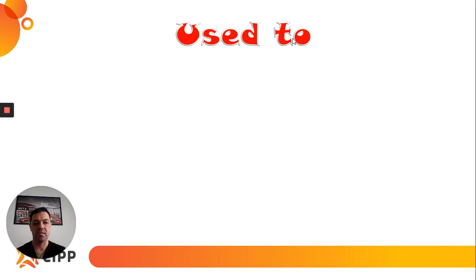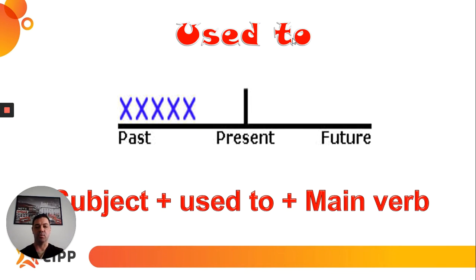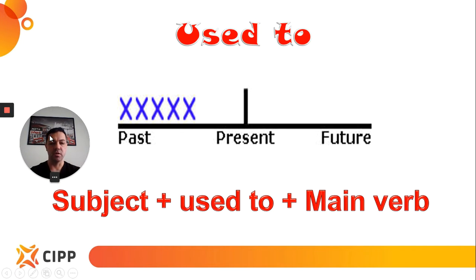So what is the structure we have to think about? Past, present, and future. Of course, "used to" is a past habit. So the structure will always be the subject plus "used to" plus main verb. This main verb can be any verb. I used to go, I used to have, I used to play, I used to study, I used to do. It doesn't matter. Let's take a look at some examples for the affirmative, the negative, and questions.